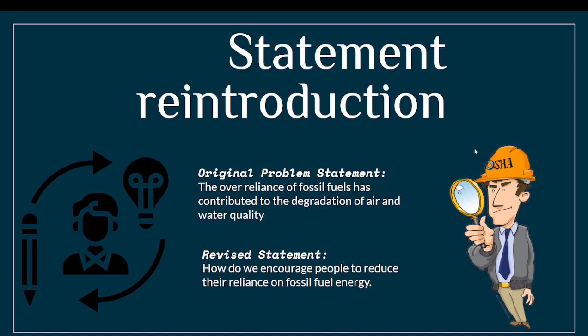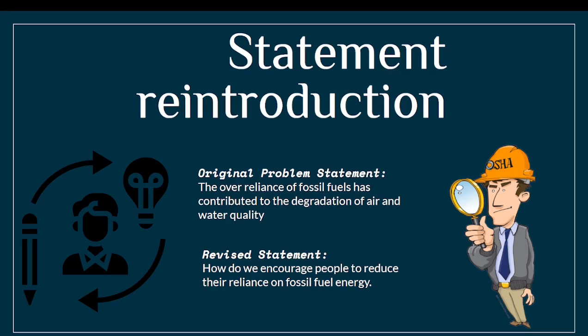The original problem statement our group came up with in the previous phase was that the over-reliance on fossil fuels has contributed to the degradation of air and water quality. This statement was based on research collected on the effects of fossil fuels on the planet and from surveys where we asked people what they believed was the biggest cause of bad air and water quality. And fossil fuels was the number one outcome of that survey.